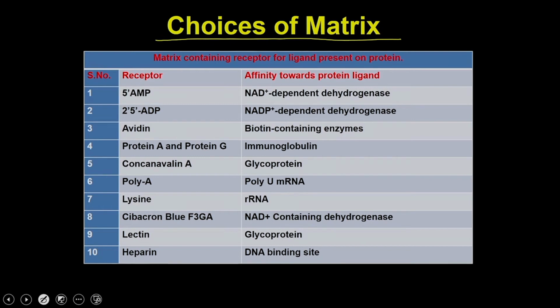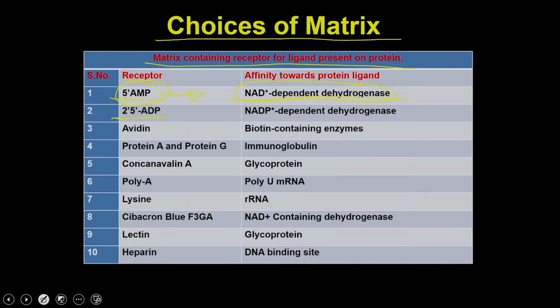So, these are some of the classical examples of the different types of column material available for affinity chromatography. This is not a very exhaustive list of all the types of affinity chromatography matrix available, but these are just simple examples. For example, you have the 5' AMP. If you couple the 5' AMP as a receptor, that is going to have the affinity for NAD plus dependent dehydrogenases. So, as I said, this is going to be a generic affinity chromatography.